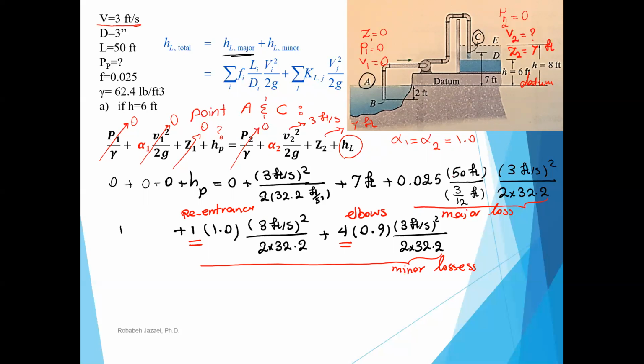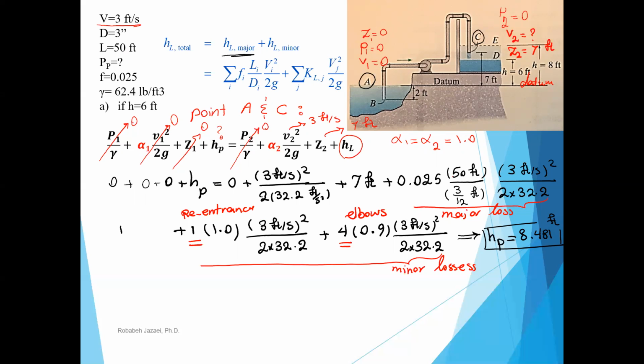Okay, the only thing that is unknown from here is head for pump. So go ahead and find head for pump. From here, head for pump is 8.481, and the unit for head for pump is feet. So here is head for pump.